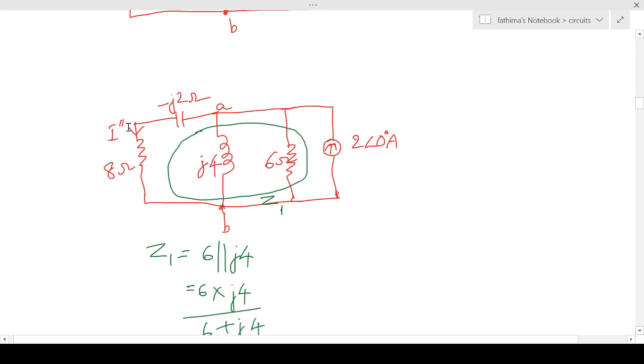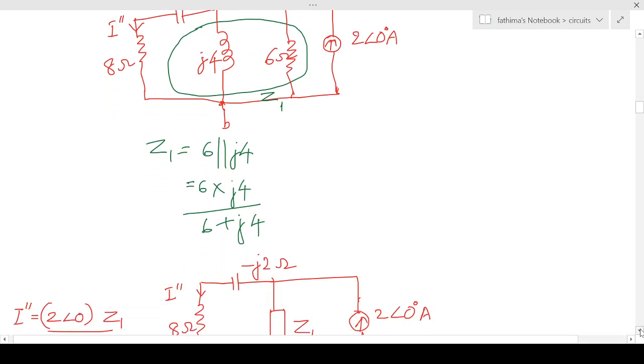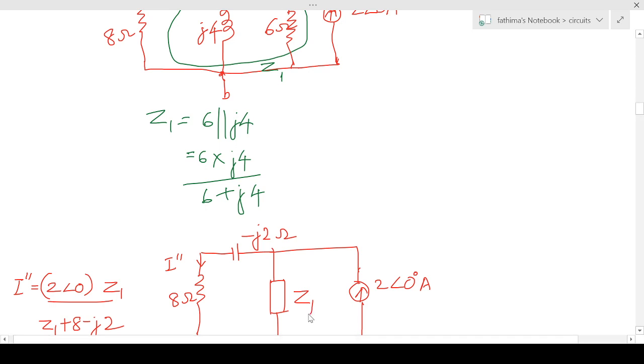So we have to find the current flowing through this 8 ohm. What I have done is I have taken the equivalent impedance of these two parallel branches. That will be equal to 6 parallel j4, denoted as Z1. So I have found Z1. Now I can draw the circuit like this, with Z1 instead of j4 and 6 ohm in parallel.